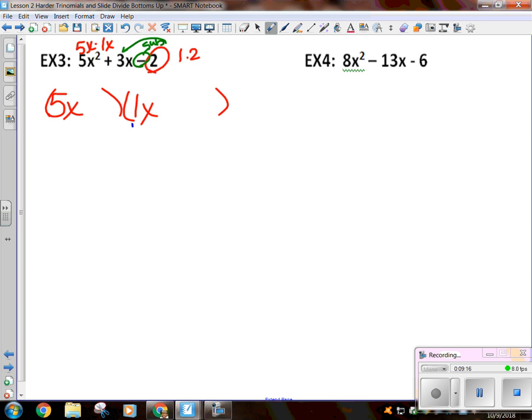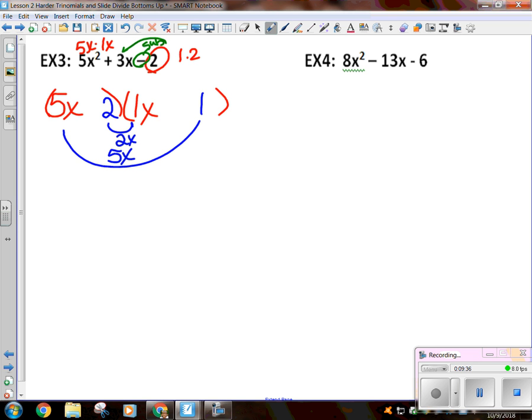So now I have to do what? 2 goes here and 1 goes there. Do you see how that check step now is very, very important to you, where you really probably didn't need it as much in the past? So I have 2x. This is going to give me what? Which sign goes with which parenthesis?